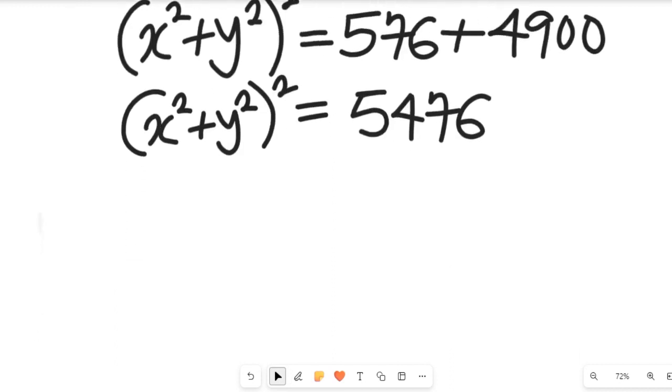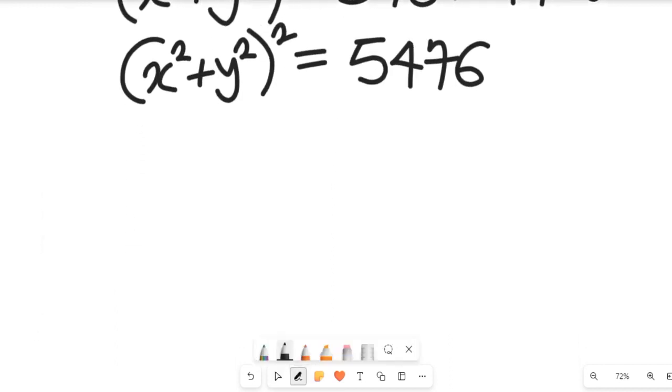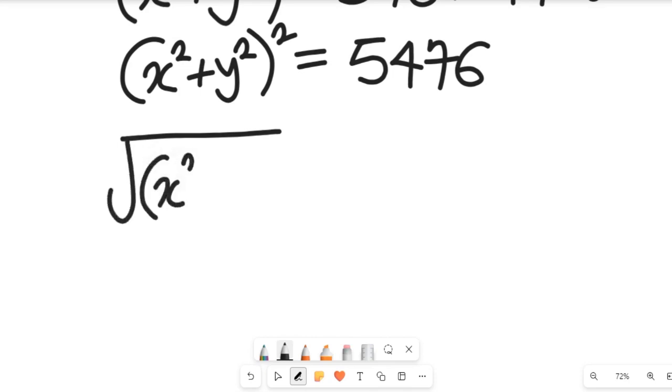So what do we do from here? To simplify this, we are simply going to take the square root of both sides in order to clear the square. We'll have x squared plus y squared all squared.